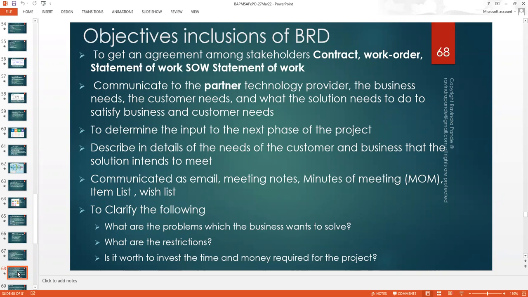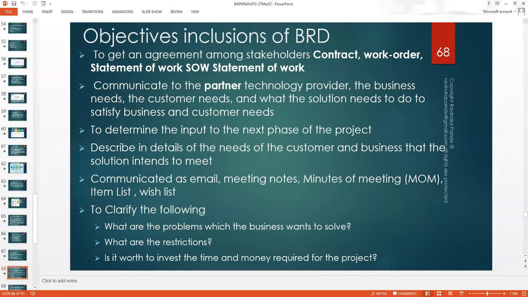To clarify the following, we are going to find the answers to these three questions. What are the problems the business wants to solve with this solution, services, or project? What are the restrictions? Is it worth investing the time and money required for this project? So these are the three questions which are normally answered by the BRD or the SRS. Does that make sense? Anybody have any challenge in understanding these things? It's fine. Okay.